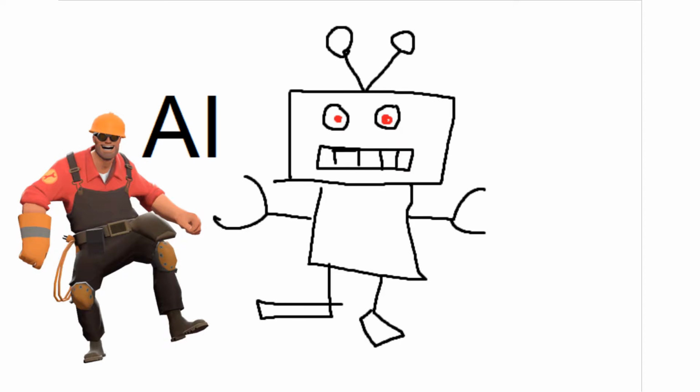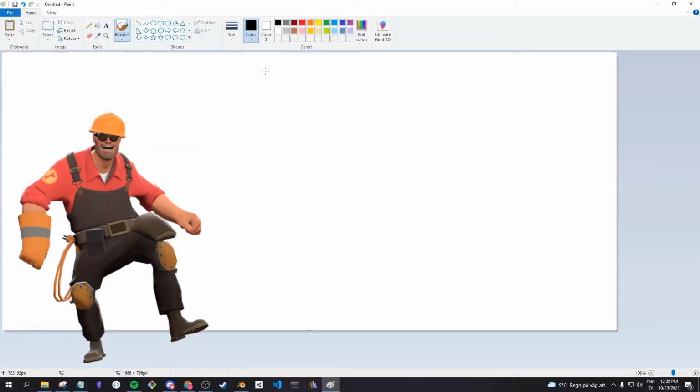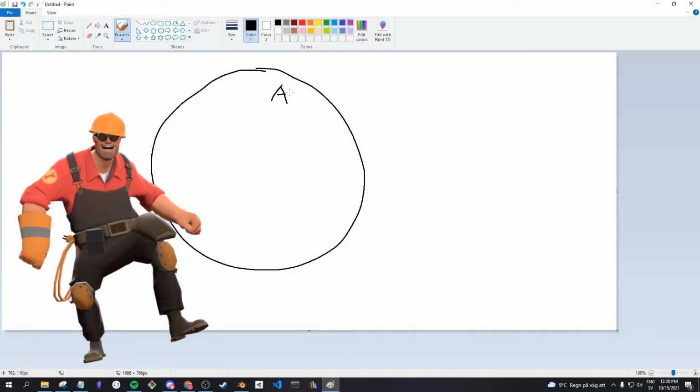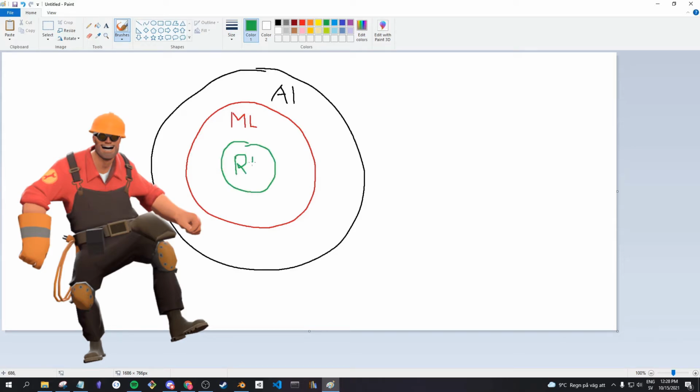Okay, let's slow down for a bit. So you've heard of AI. Well, AI is this general term for computers doing seemingly intelligent things. Machine learning, or ML for short, is a subcategory of AI which involves training of computers. Then we have reinforcement learning, or RL for short, which is a subcategory of machine learning.